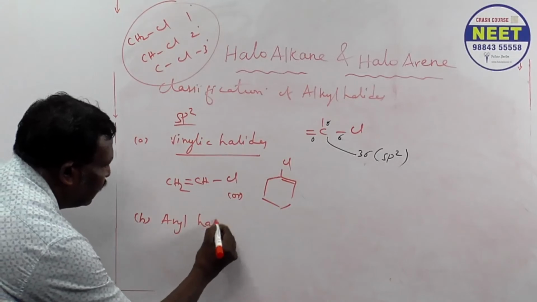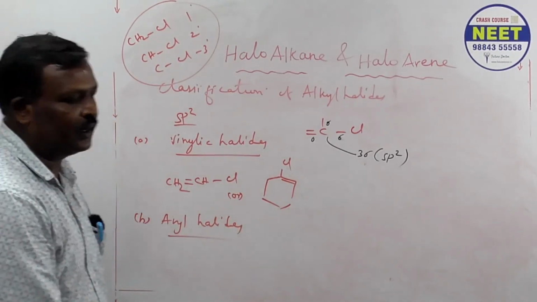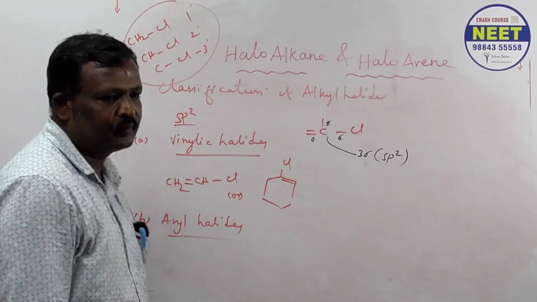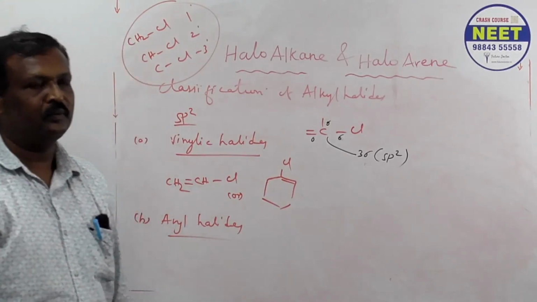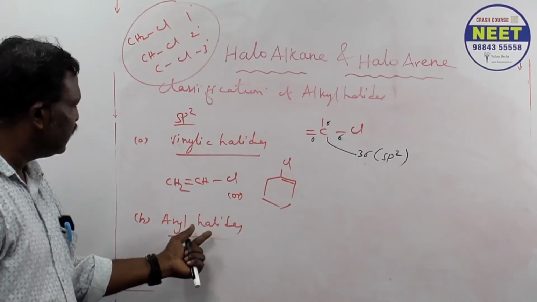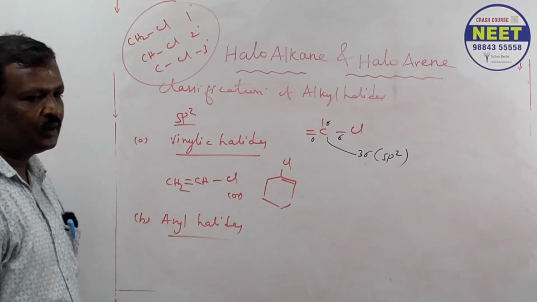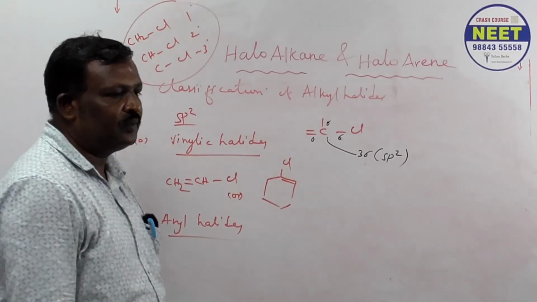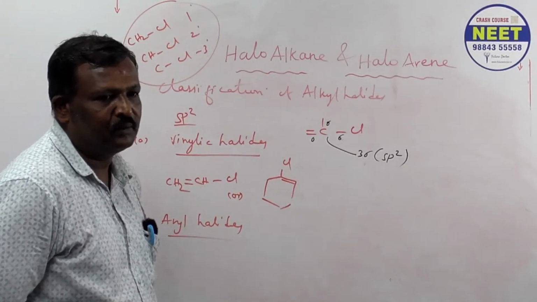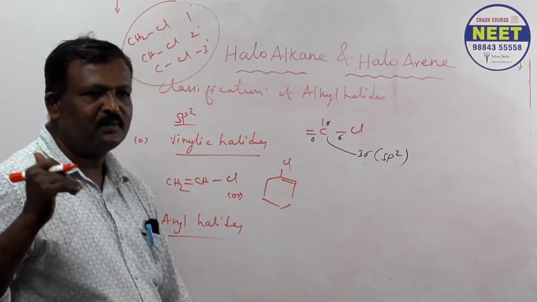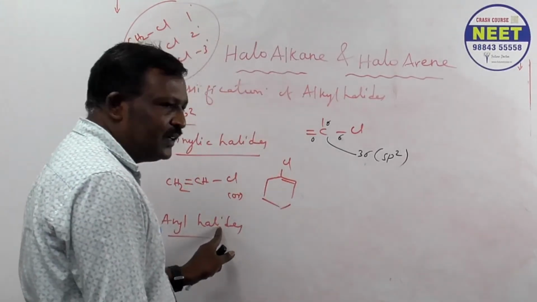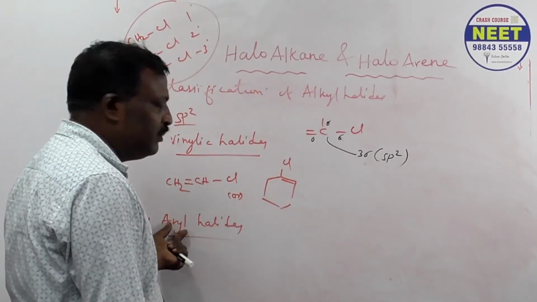Aryl halide. Right, one definition. Halogens attached to sp2 carbon of the benzene ring. Immediately benzene will come. Halogens attached to sp2 carbon of benzene ring. That's all.